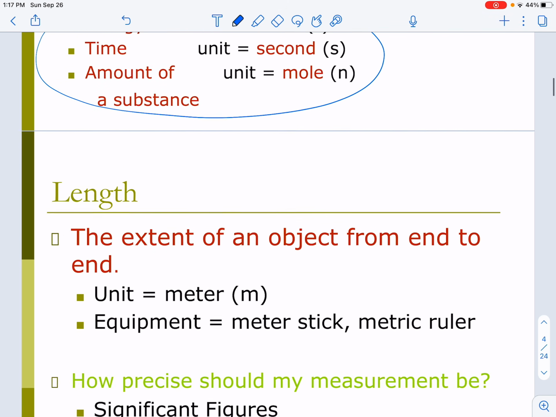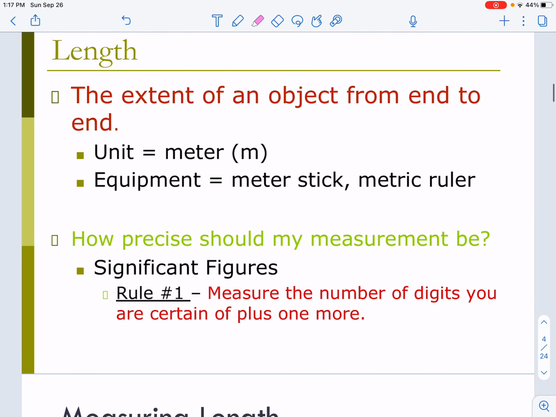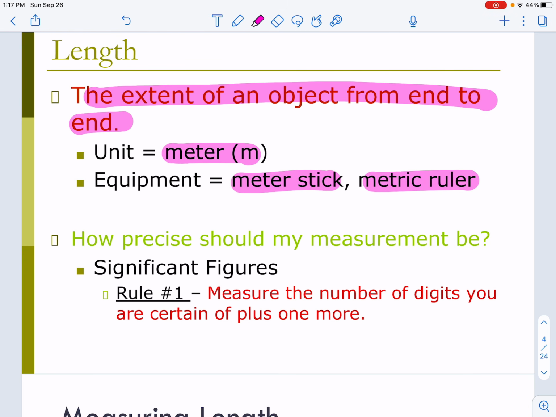So the first one we're going to look at is the unit for length. The definition is just the extent of an object from end to end. The unit we're going to use is the meter, and the equipment we're going to use to measure length in the chemistry lab is a meter stick or metric ruler. Now, when we measure things, we have to measure precisely, and the precision of the measurement depends on the device we're using.